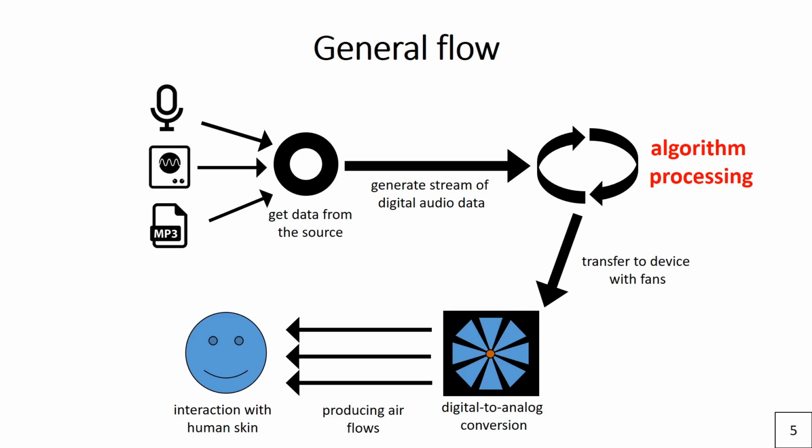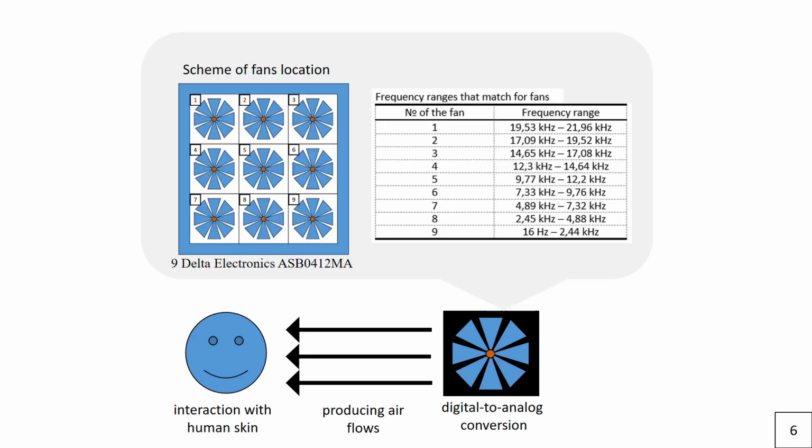The general flow starts from getting the data from the source. It can be a microphone, it can be generated by an oscillator, it can be recorded to an audio format file. Then we generate a stream of digital audio data. Then this stream is processed by the algorithm and the processed data is transferred to the device with the fans. Then we apply the digital-to-analog conversion and produce airflows that interact with the human skin. Humans know the scheme of fan locations and the frequency ranges that match the fans, and can get this info from the airflows and identify the initial class of the sound.